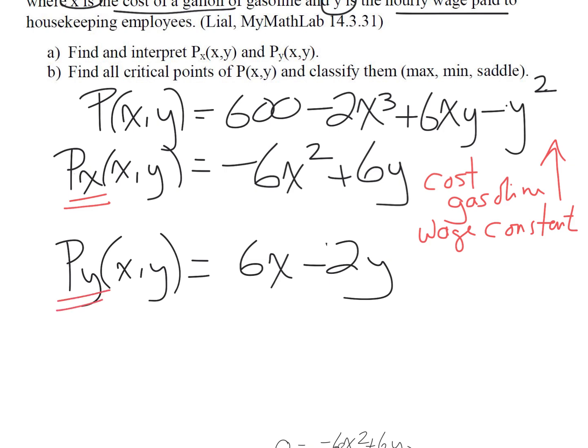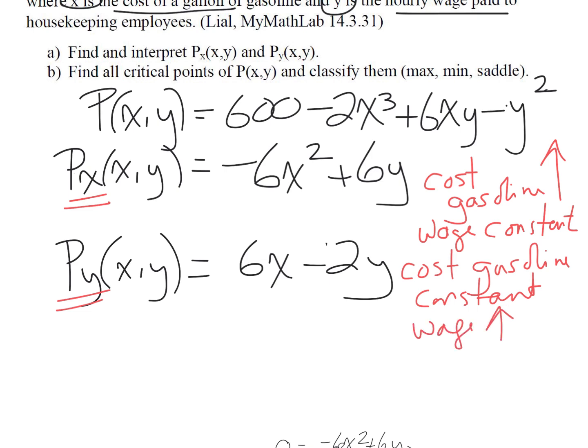So here P sub Y then, that is when the cost of gasoline is constant and the wage goes up by 1 unit. It's hourly wage, so it'll be $1 an hour. Yeah?